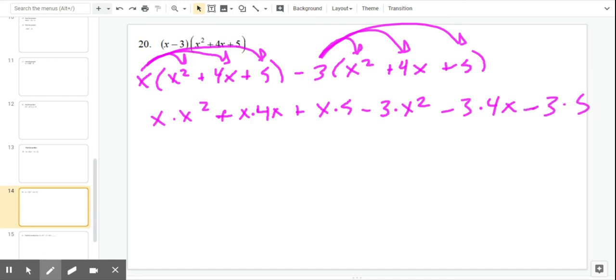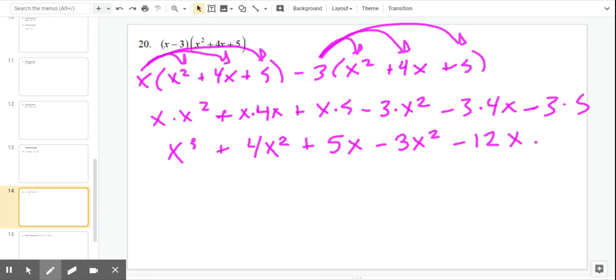And then we multiply. So x times x squared is x cubed. X times 4x is 4x squared. X times 5 is 5x. Minus 3x squared. 3 times 4 is 12x. Minus 3 times 5 is 15. And then we combine like terms just like before.